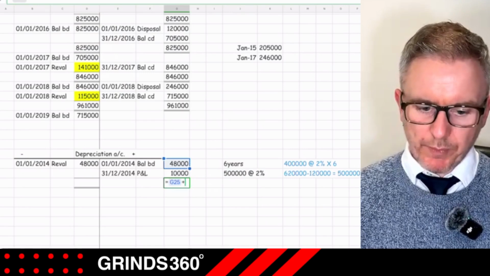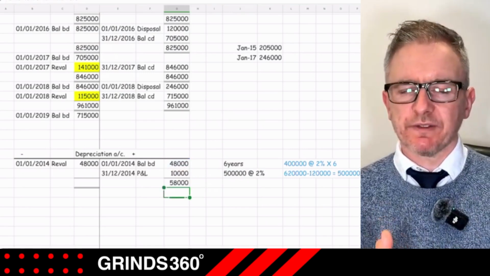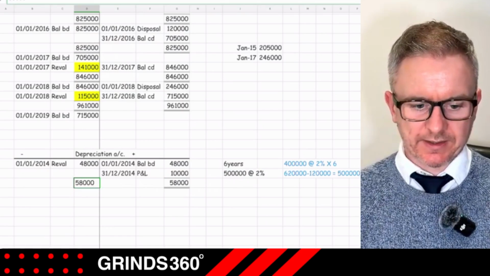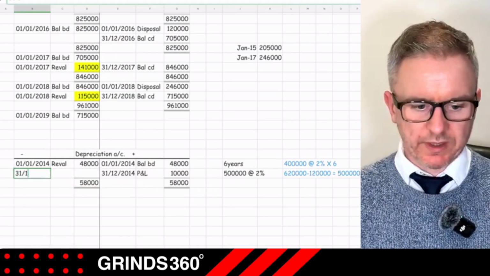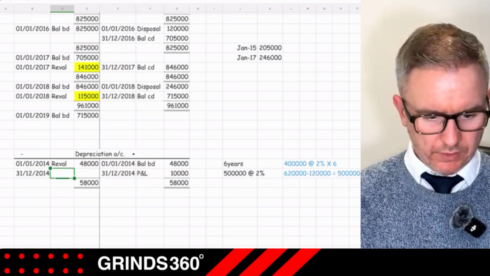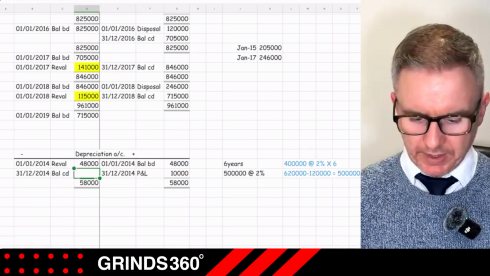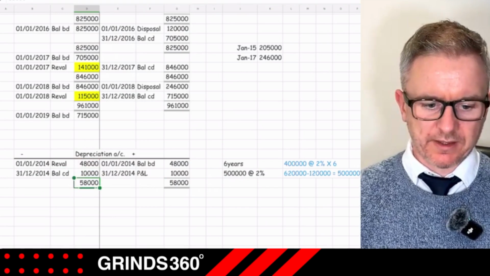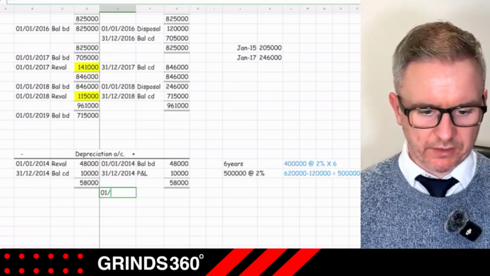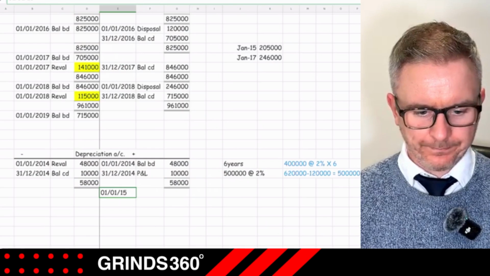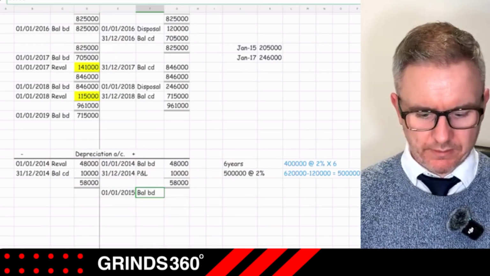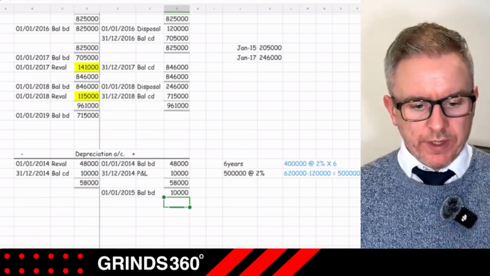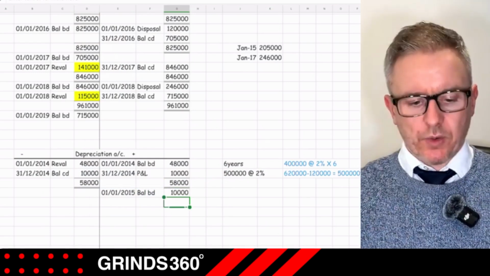Now remember, this could come up in a question, when you revalue you need to be careful of the dates that the revaluation took place. If the revaluation takes place at the start of the year, there will be a closing balance on this. So your closing balance is going to be the P&L figure for the year. So the 58 minus the 48,000, so €10,000, and then you're ready to start off 2015. Just a balance brought down, €10,000.